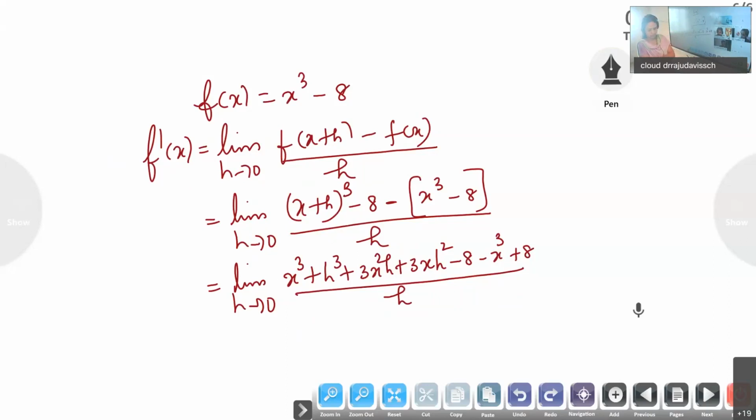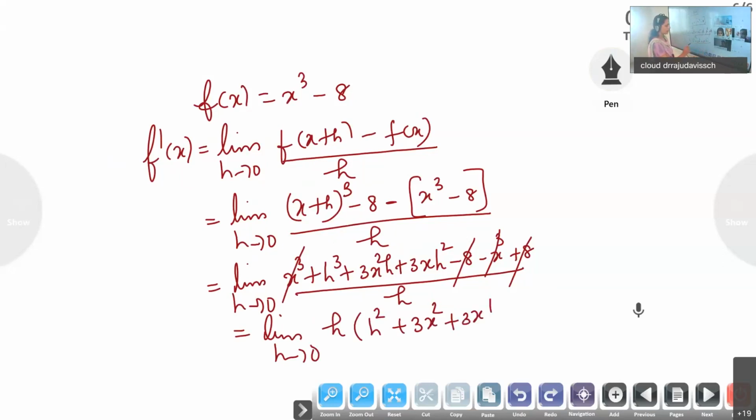So are you getting the answer 3x square? Plus x cube minus x cube gets cancelled. Plus 8 minus 8 will get cancelled. Limit h tending to 0. From the numerator, if you take one h outside, you will get 3x square plus 3xh plus h square by h. So h will get cancelled. When you put h as 0, you will get 3x square. So the answer is 3x square.